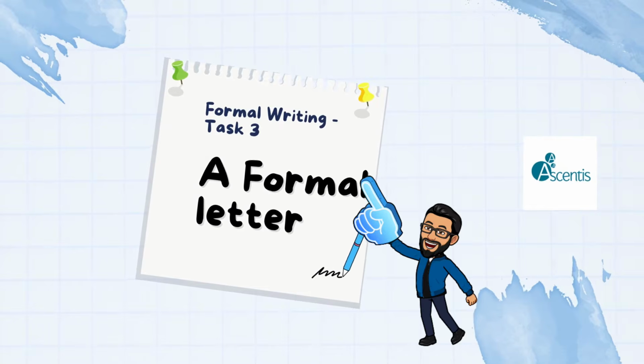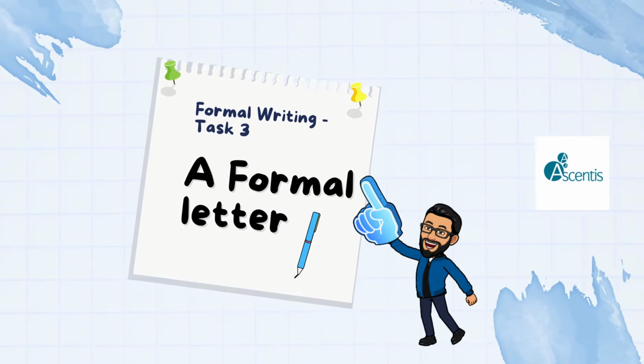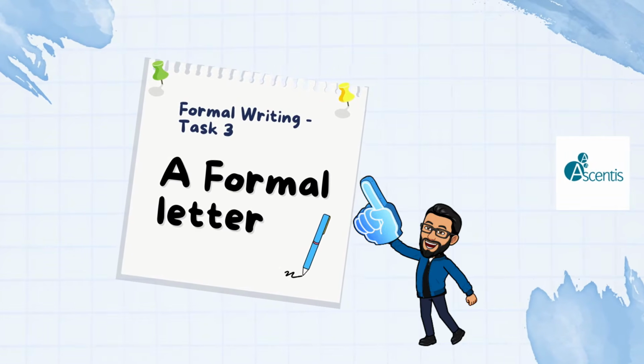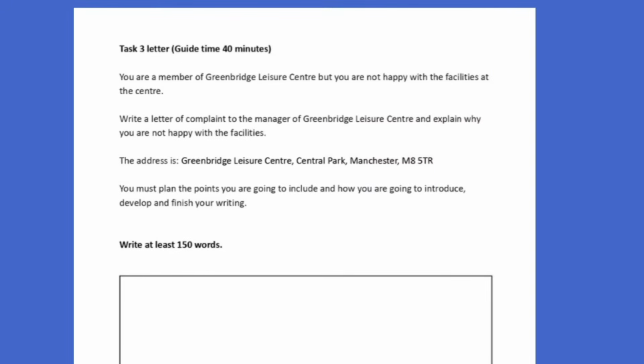This time it's about formal writing. Ascentis task 3 for level 1, writing a formal letter. So for task 3 at level 1, you'll probably get a task such as this.